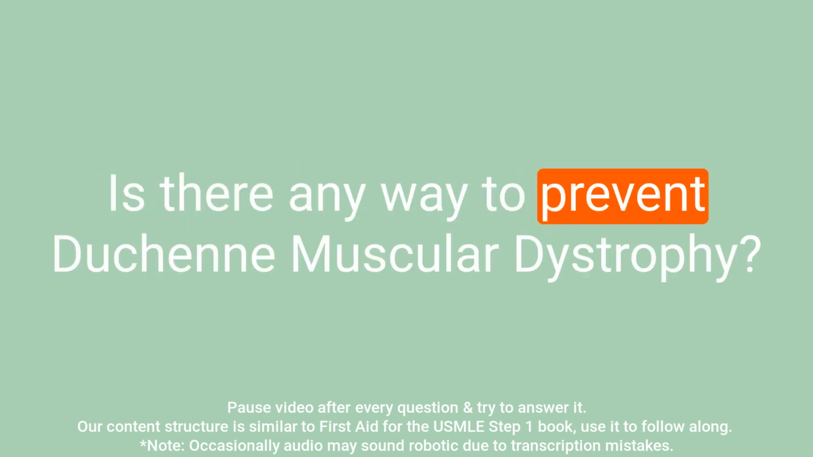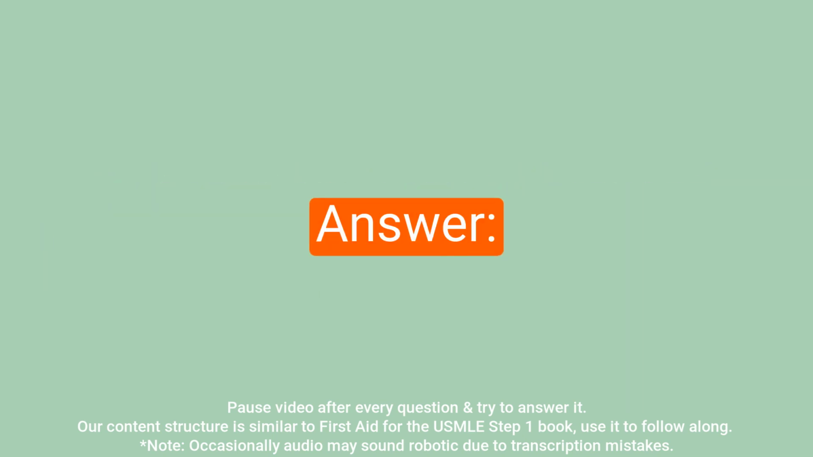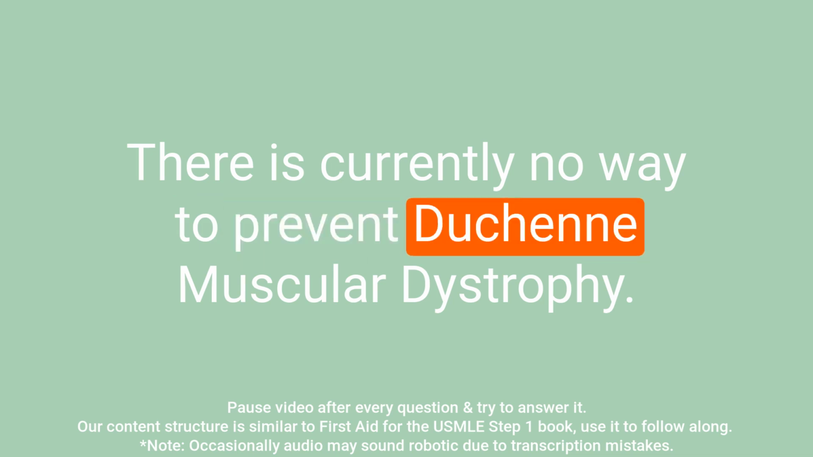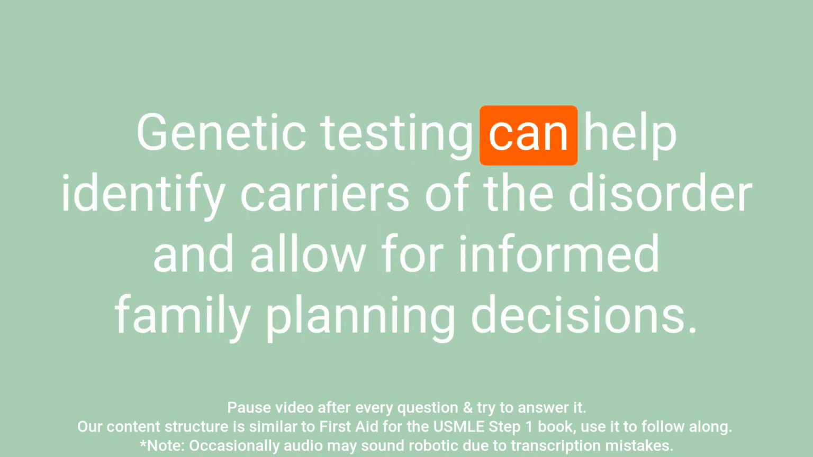Question: Is there any way to prevent Duchenne Muscular Dystrophy? Answer: There is currently no way to prevent Duchenne Muscular Dystrophy. Genetic testing can help identify carriers of the disorder and allow for informed family planning decisions.